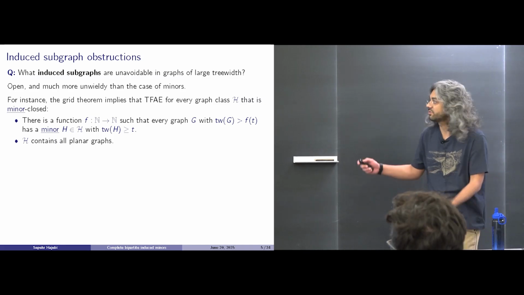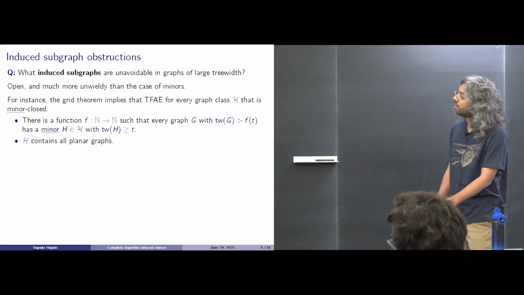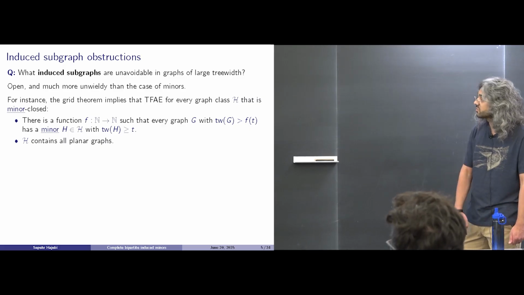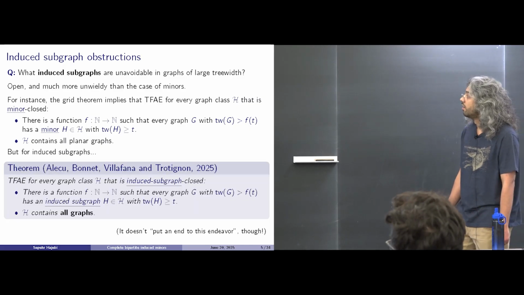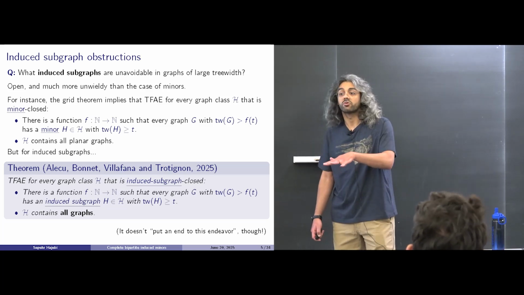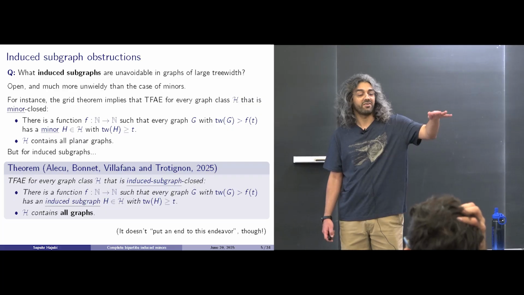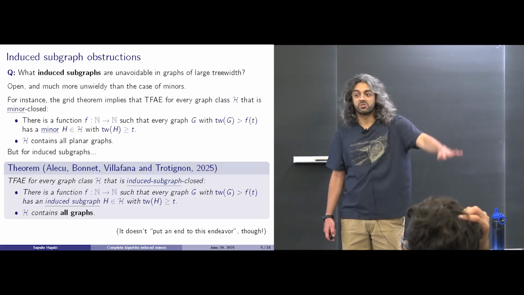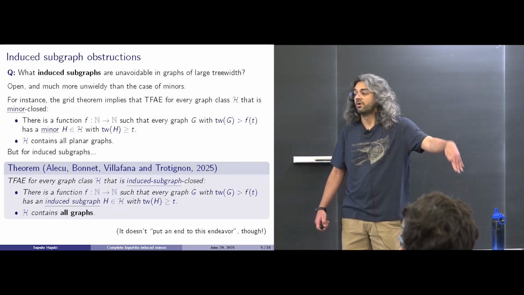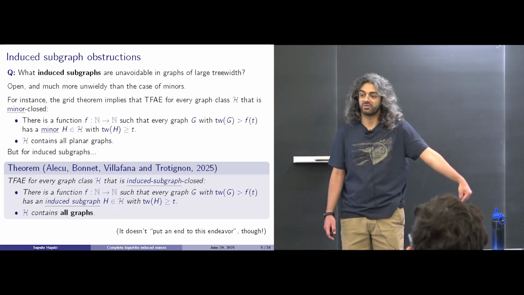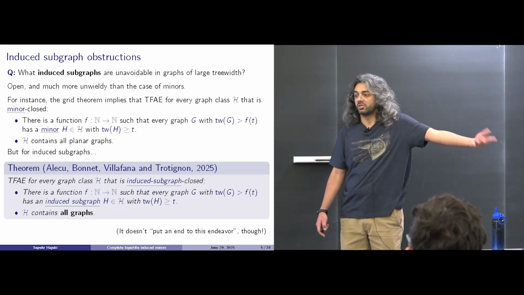And actually, this also implies the grid theorem, but if you think about the same thing for induced subgraphs, then your class H must contain all graphs. So if you have a graph class H that is closed under taking induced subgraphs, and every graph of sufficiently large treewidth contains an induced subgraph of large treewidth that comes from your class, then this class contains all graphs.